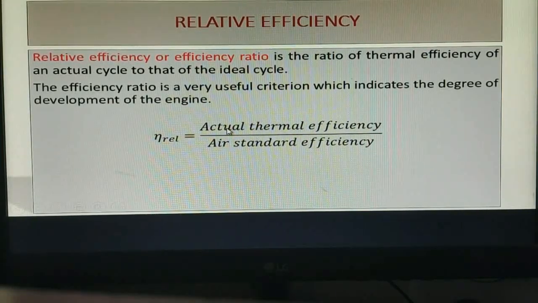Now our aim, when finding out the actual thermal efficiency, is to reach near the air standard efficiency by reducing all the losses. It is not possible to go up to the air standard efficiency, but by reducing the losses we can reach near to the air standard efficiency. So the air standard efficiency is the limit for the actual engine. So this is what the relative efficiency is.